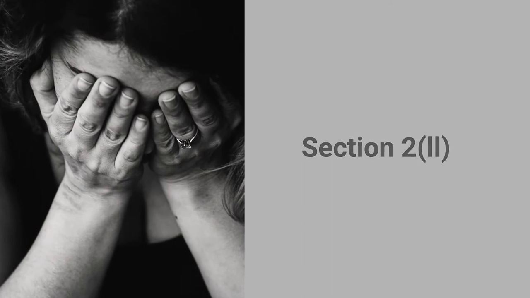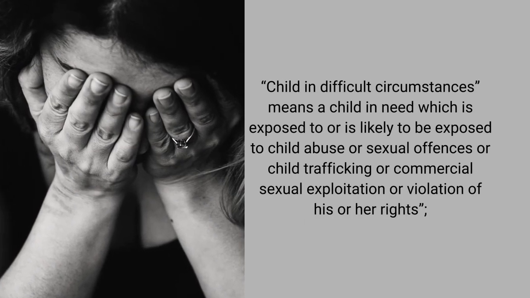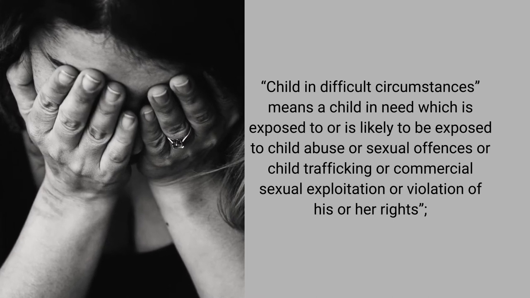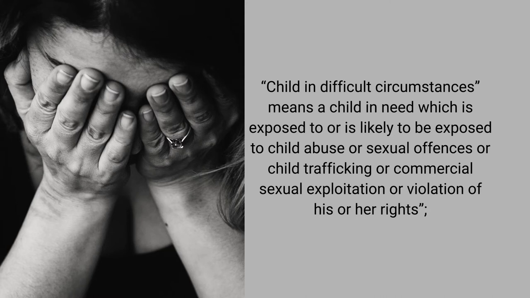Then 2LL talks about child in difficult situation. Child in difficult situation means a child who is exposed to or is likely to be exposed to child abuse or sexual offenses or child trafficking or commercial sexual exploitation or violation of his or her rights. And when I talk about violation of rights, it includes the whole ambit of the Constitution of India, the human rights arena and different legislations. So this is a very good act wherein you talk about a child in difficult circumstances, you not only talk about child trafficking, sexual offenses, child abuse or the child being exposed to all these things, but you include everything which is in violation of his rights.